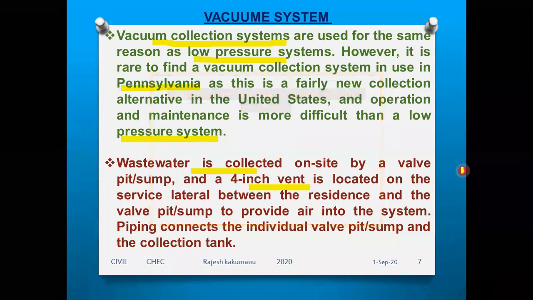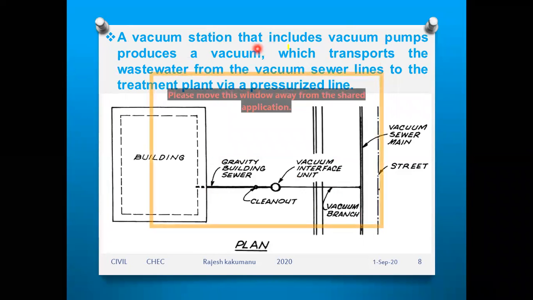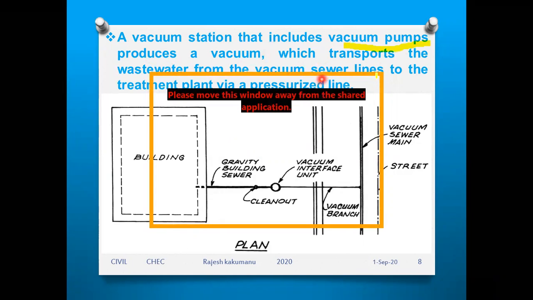So that is the thing we are using in the vacuum type of system. Now see the plan, see how it is done. A vacuum station that includes vacuum pumps. So in the vacuum station, we have a vacuum pump to produce a vacuum, which transfers the wastewater from the vacuum sewer lines to the treatment plant via a pressurized line.